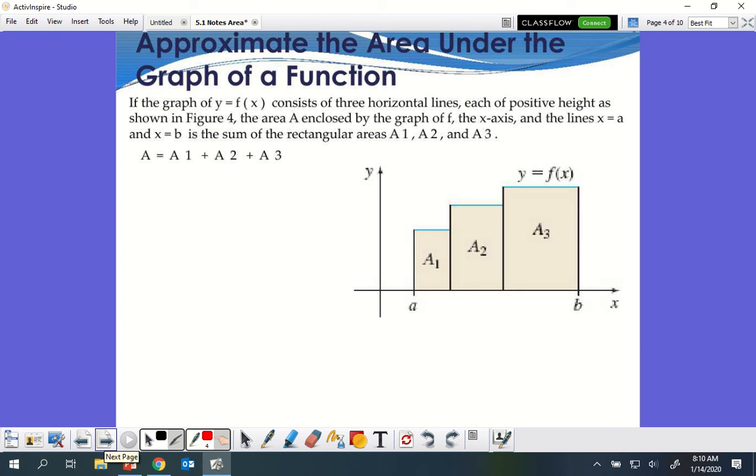This graph consists of 3 horizontal lines, each of positive height, as shown in the figure. Area A is enclosed by the graph of f and the x-axis.